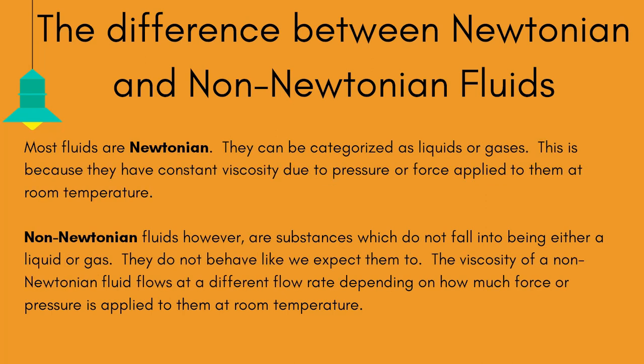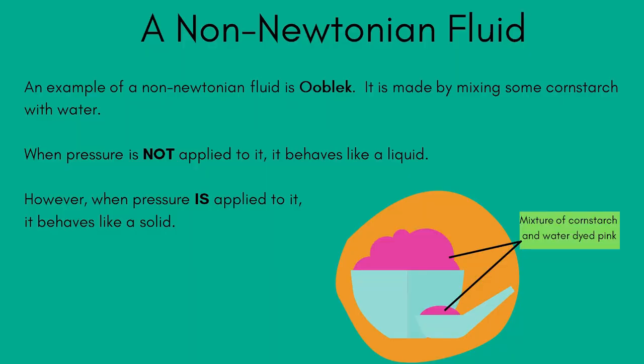The difference between Newtonian and non-Newtonian fluids. Most fluids are Newtonian. They can be categorized as liquids or gases. This is because they have constant viscosity regardless of pressure or force applied to them at room temperature. Non-Newtonian fluids, however, are substances that do not fall into being either a liquid or gas. They do not behave like we expect them to. The viscosity of a non-Newtonian fluid flows at a different flow rate depending on how much force or pressure is applied to them at room temperature.